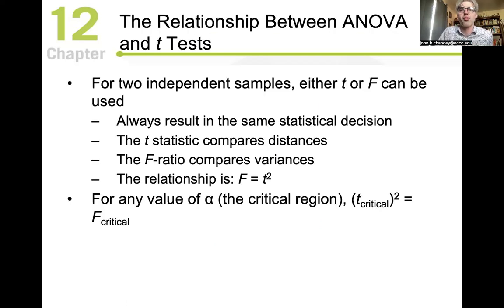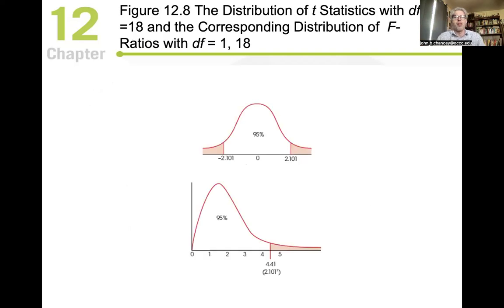Okay, for two independent samples, the relationship between our ANOVA and t-test, either T or F can be used, always resulting in the same statistical decision. The T statistic compares differences or distances between our means. The F ratio compares variances. So the relationship, really what we're talking about, is F equals T squared. So for any value of alpha, our critical region, T critical squared is what's going to be our F critical value. All right, so if we have a T critical value of 2.1, we square that, and it's going to be 4.41 for our F ratio in this case.